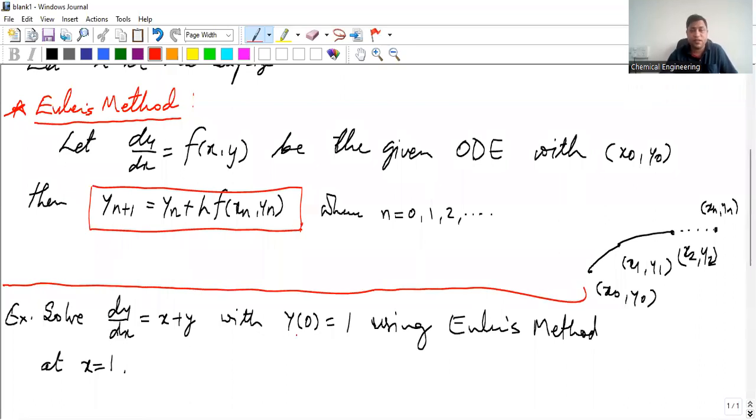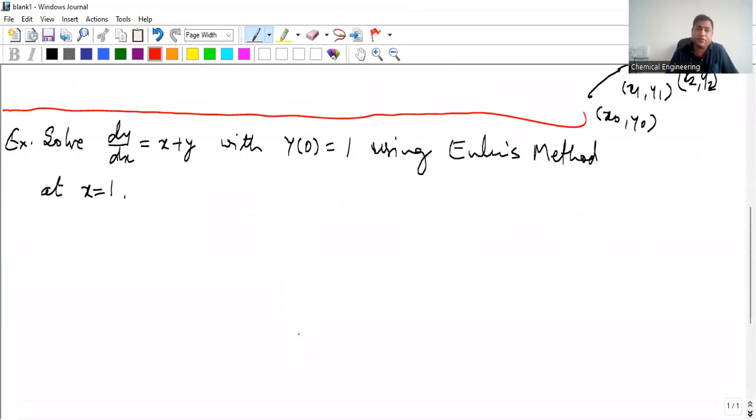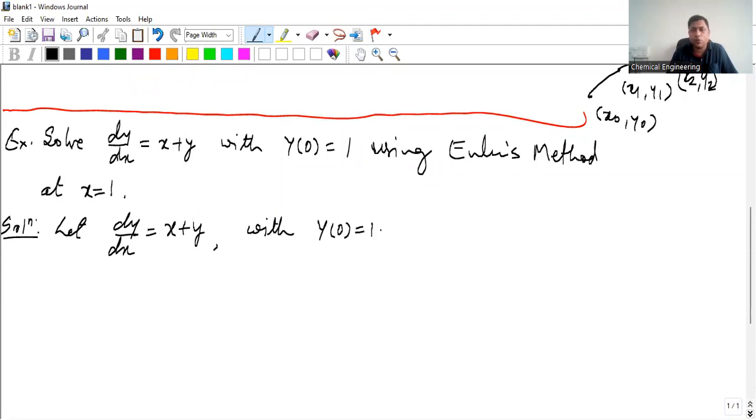So we have been given a differential equation and the initial values, so we can go for the solution. Let us think of what is given to you. dy by dx is equal to x plus y, with y at 0 is equal to 1. So this is actually y0, and you can get x0 here. So this is the value of x0.